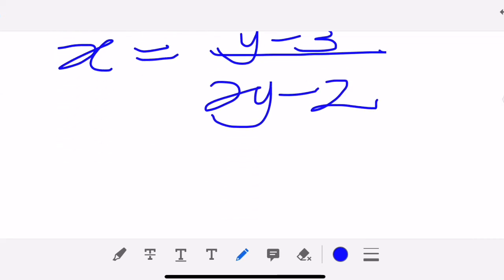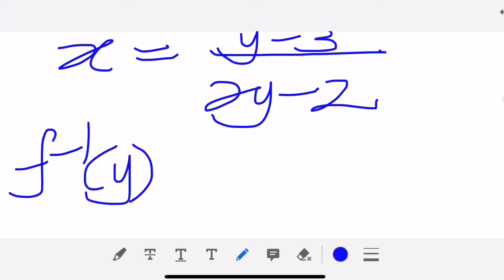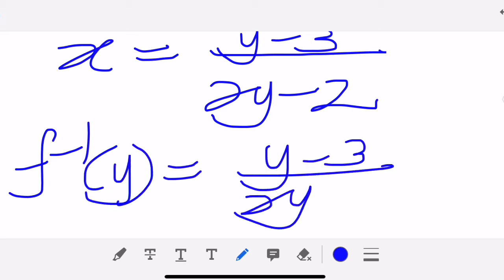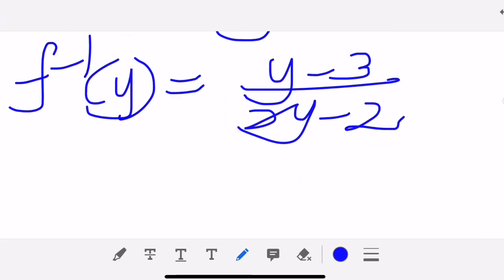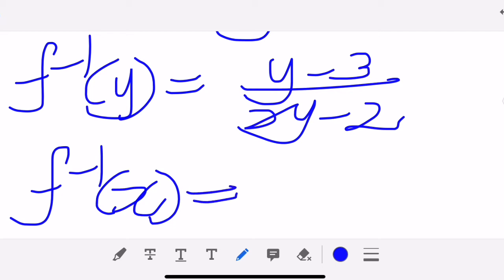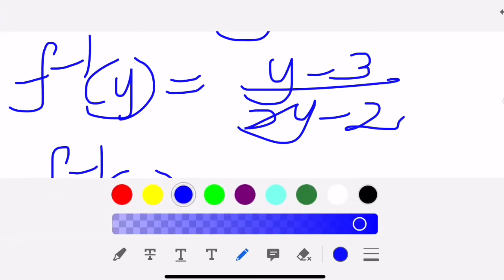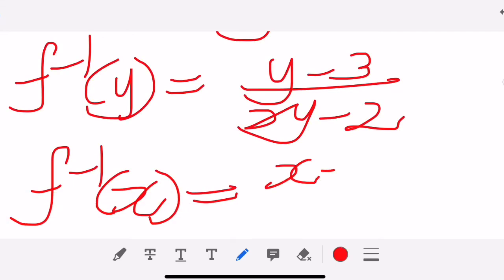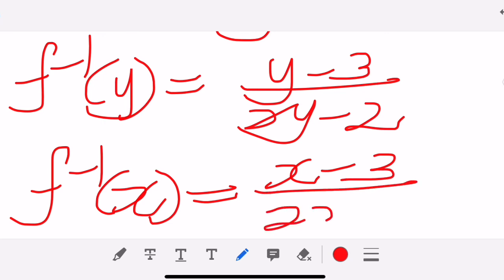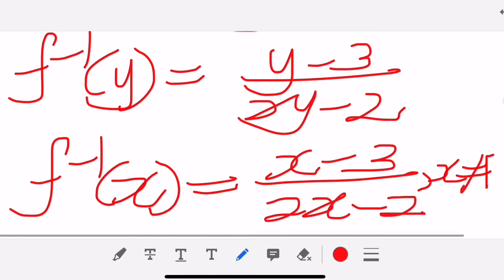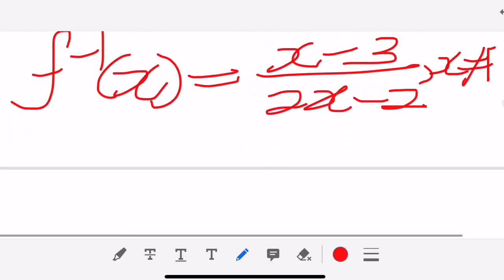Okay, so what is x? x is our inverse of y. So it's y minus 3 over 2y minus 2. Please don't forget the question is asking for the inverse with the object x, right? So we have to quickly write f inverse of x equals x minus 3 over 2x minus 2, and write the condition, okay? If possible, please do it properly with the condition.